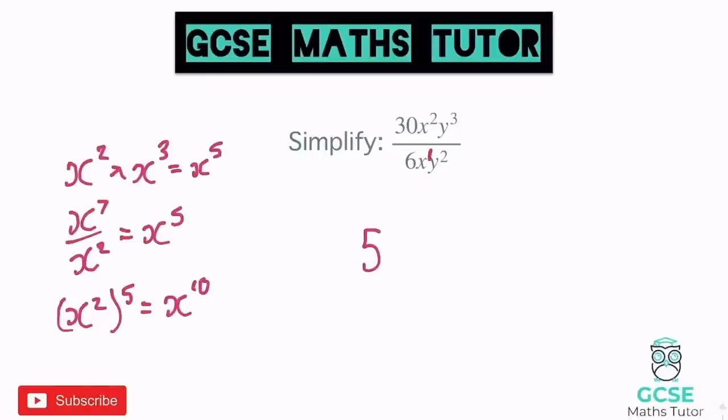Now it's not written in there, but that is a little power of 1 there that's not written. So if we subtract the powers, 2 take away 1 gives us x to the power of 1. I'm not going to write that in, I'm just going to leave it as x because that means x to the power of 1. Moving on to the y's, we have y to the power of 3, y squared on the bottom, and 3 take away 2 gives us just y on the bottom there. So our final answer would be 5xy.